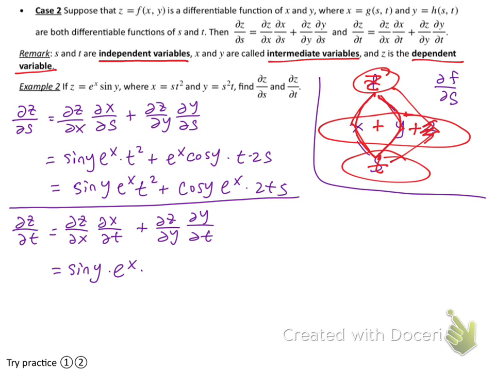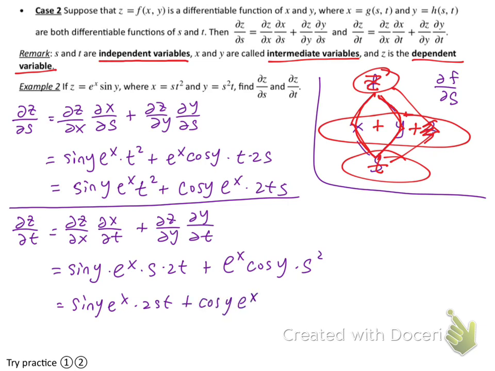This will be different. Partial x partial t: s is the coefficient, and the derivative of t squared is 2t. Plus, you can just copy this, or do it over, it will be the same: e to the x cosine y is my partial z partial y, times partial y partial t, s squared. Same thing, I'm going to keep the expressions as they are. These are my partial derivatives. Okay, now you can pause the video and try your practice number 1 and number 2.